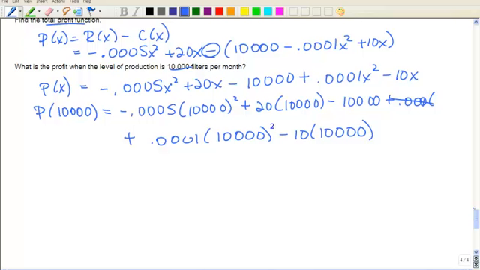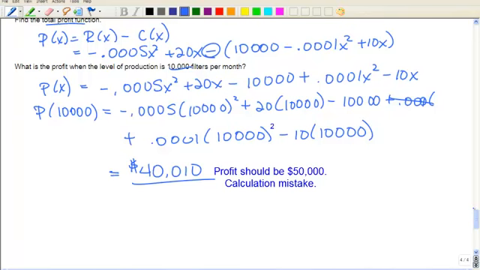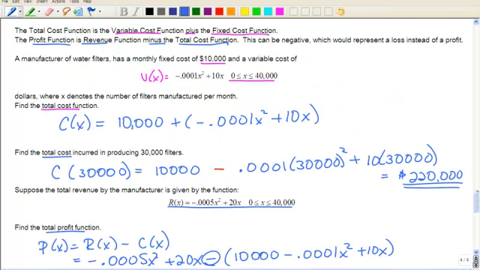And truthfully, my biggest mistake on these problems are all those zeros. So just be careful. And again, if I did my calculating correctly, put a $40,010. You really need to make sure you know about the total cost function and the profit function. We will be seeing this many, many, many more times.